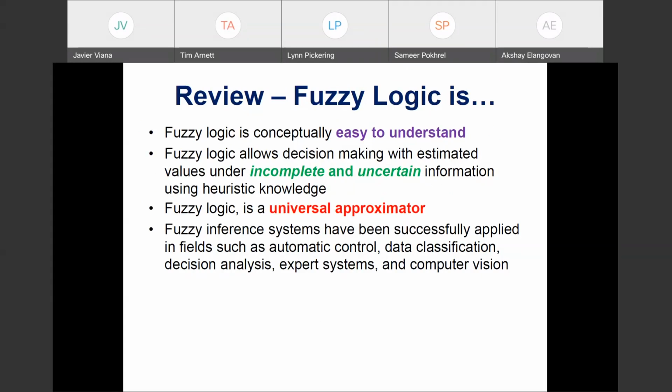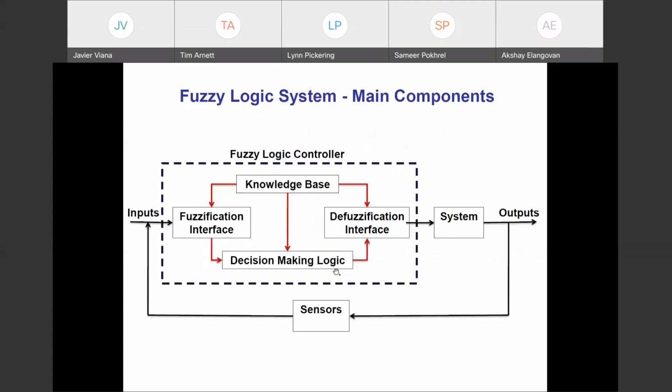I will say the vast majority of fuzzy systems and their configurations are universal approximators, but it is possible to create some that are not. And they've been successfully applied in many fields: automatic control, data classification, etc. But really where we want to focus from here on out is fuzzy logic controllers or fuzzy inference systems. And this is a general block diagram of a fuzzy logic system. So it's this in this dashed box.